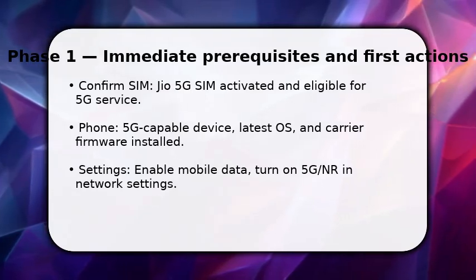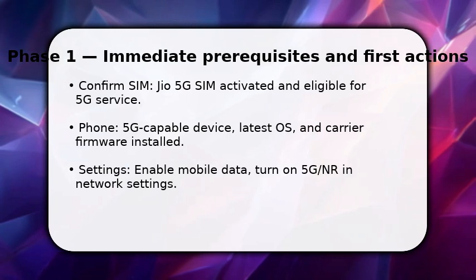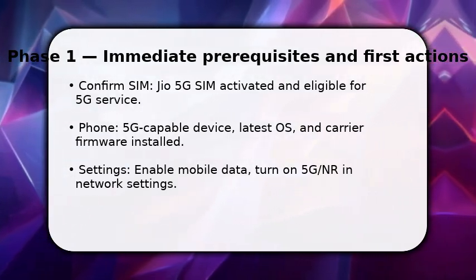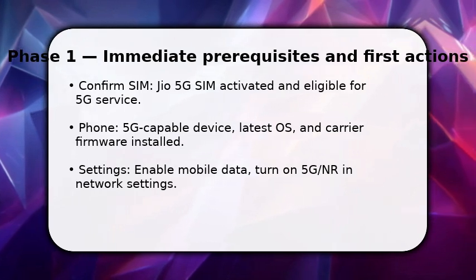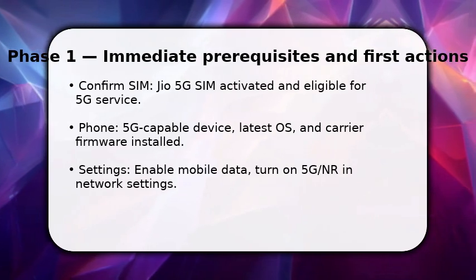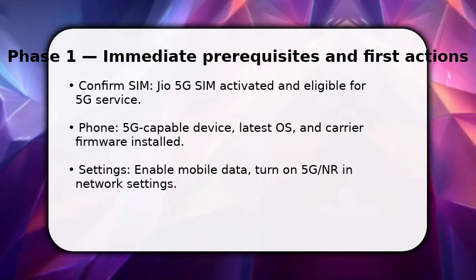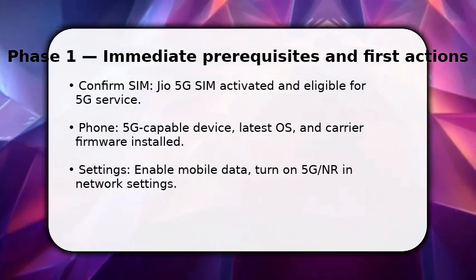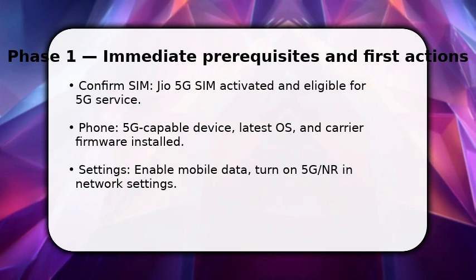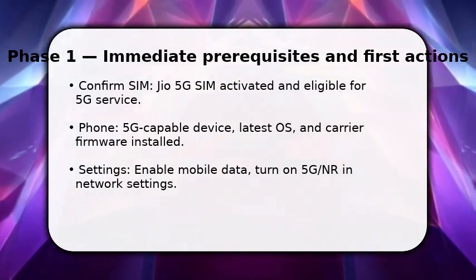You start by verifying prerequisites. Make sure your Jio SIM is 5G enabled and your phone supports 5G bands. Next, update the OS and carrier firmware so the modem recognizes new bands. Then open Settings, enable mobile data, and select the 5G or NR network mode. This forces the radio to scan for 5G. Once done, place the phone near a window or outdoors to improve signal detection. 5G millimeter waves need clearer line of sight and less obstruction.